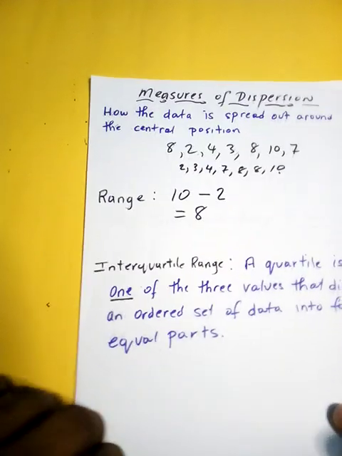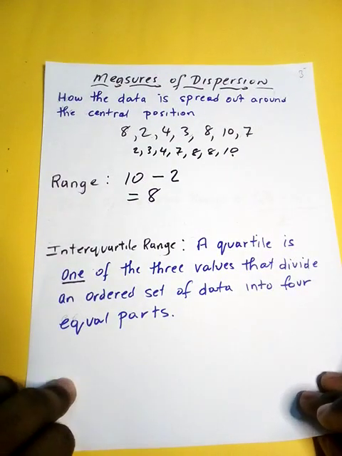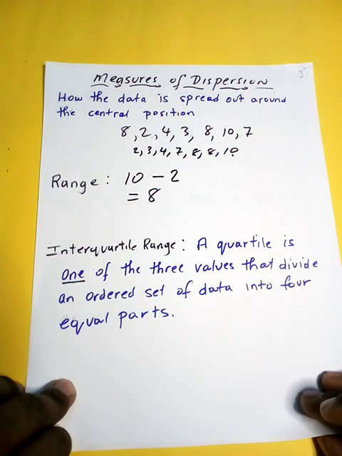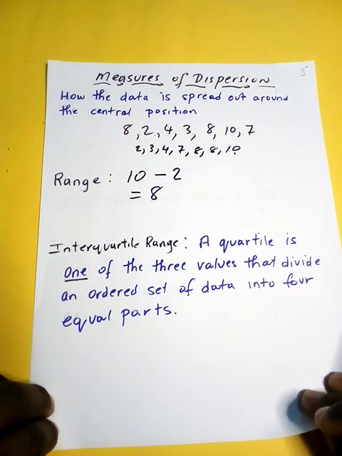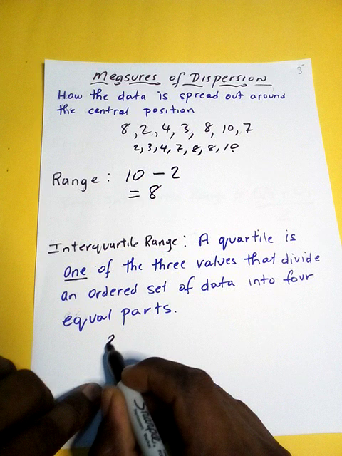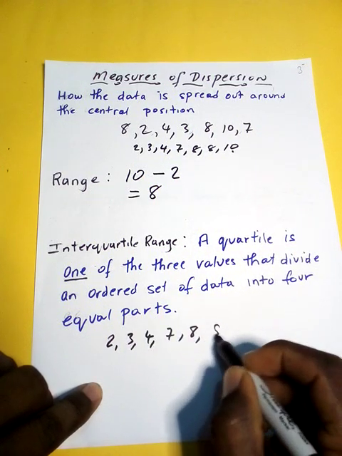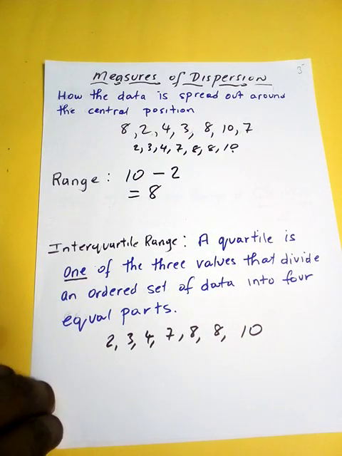Okay, the interquartile range. A quartile is one of the 3 values that divide an ordered set of data into 4 equal parts. Let's see if through the example we can understand what that is saying. Using the same data set, we're going to use the organized form. So it's 2, 3, 4, 7, 8, 8, and 10.